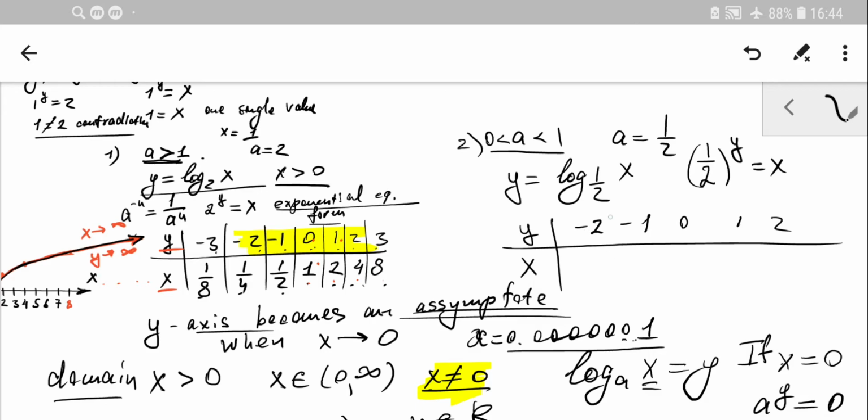Okay, -2, so we take 1/2 to the power of y, that means 1/2 to the power -2. It means we'll get, because according to this formula, when we have a negative power we simply reverse the fraction, we flip it over, and that's why it becomes 2 to the power 2. So that means we'll get 4. The same here, we'll get 2. 1/2 to the power 0 will give 1, and here we'll get the same values but flipped.